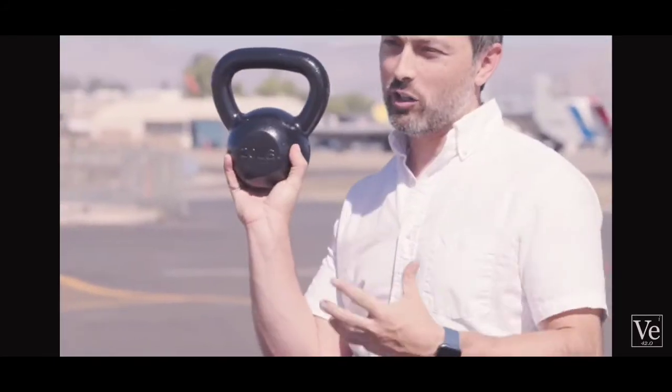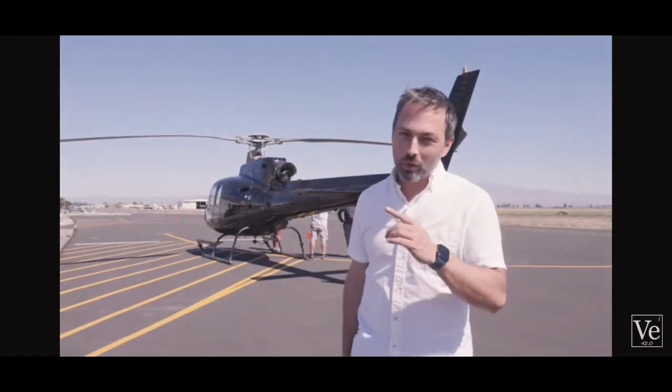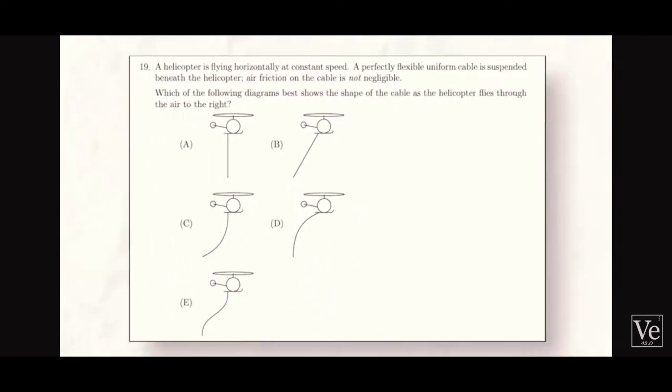Here I have a 20-pound, that's an 8 or 9 kilo kettlebell, and I want to ask you to make a prediction. What shape do you think the rope will make now? Will it still be that diagonal, or will it be one of the other 5 options?